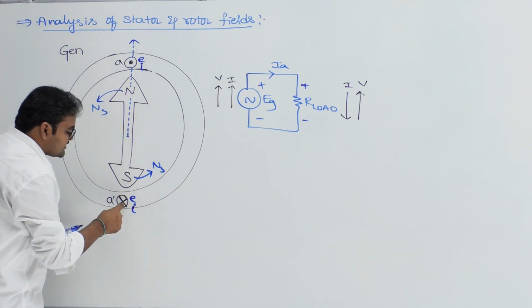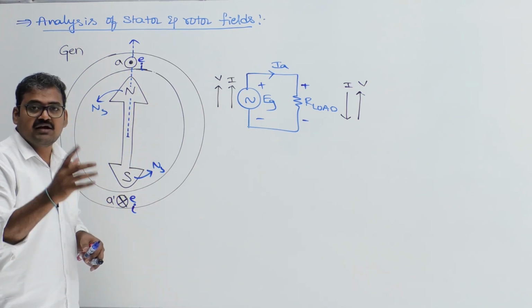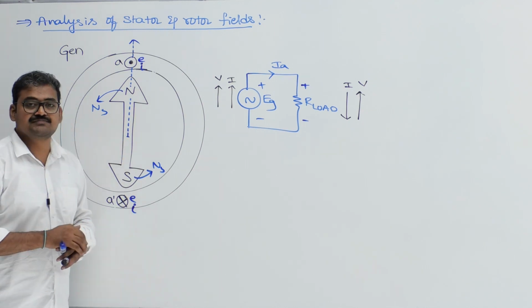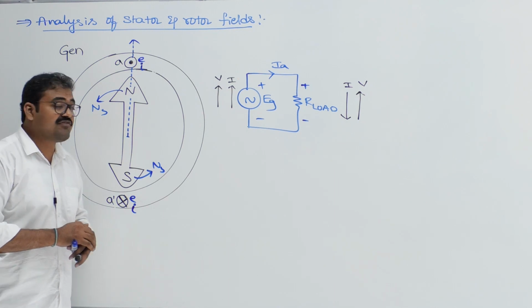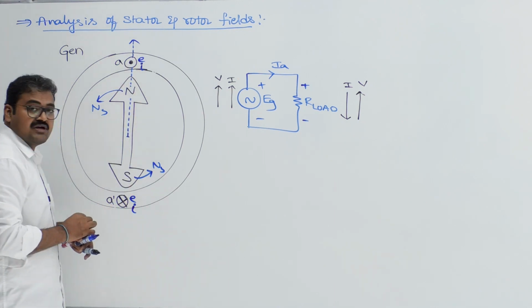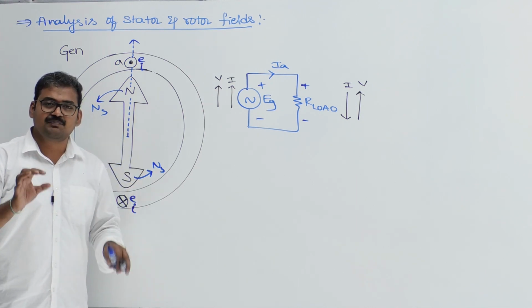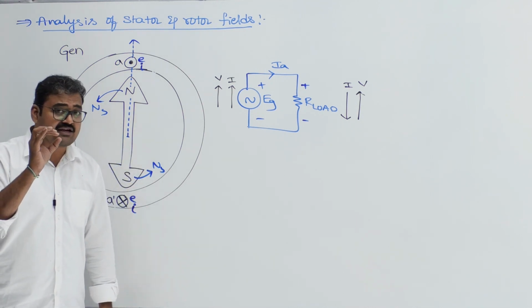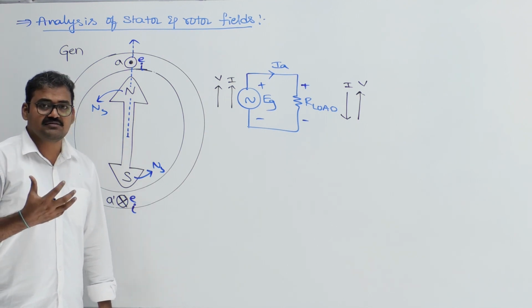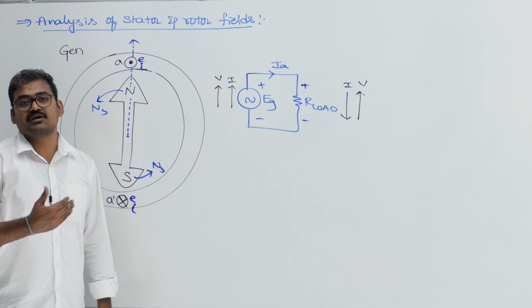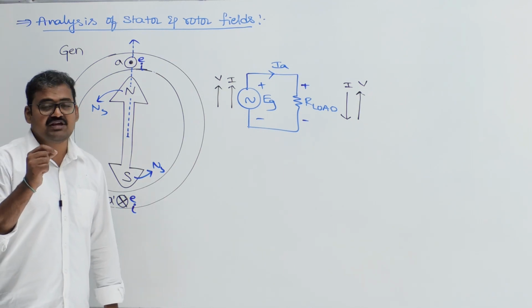When these conductors are carrying current, we know any current carrying conductor can create magnetic field. How to find out the direction of magnetic field developed by these stator conductors? Please listen. The initial 10 hours of subject will be purely theoretical and analytic oriented. That analysis part you need to understand very carefully, then only numerical questions you can solve easily. Okay, so concentration is very important.